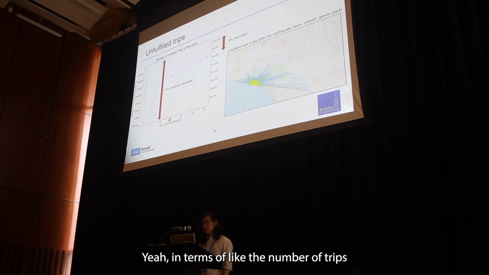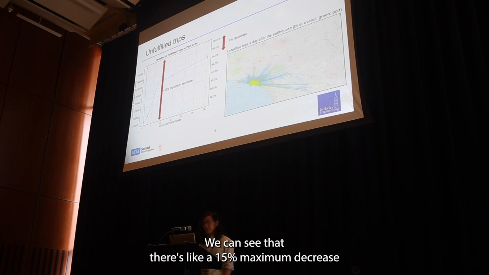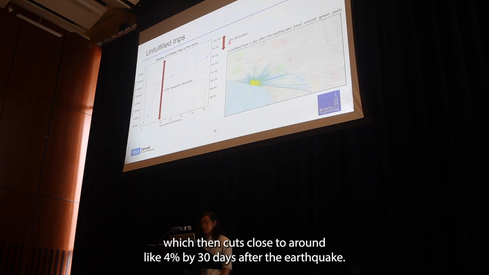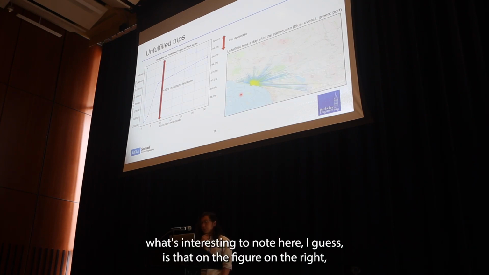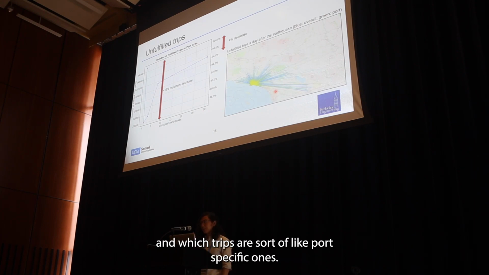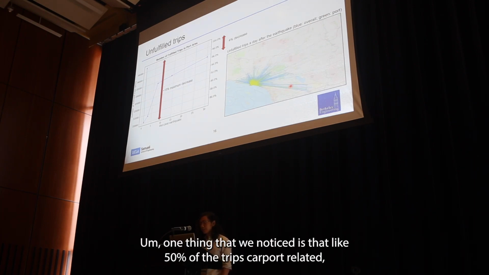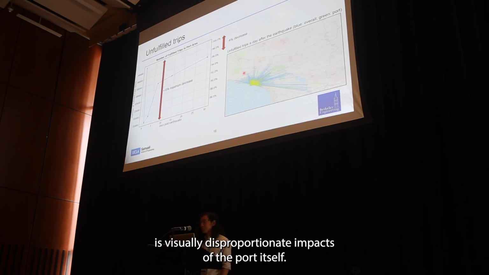in terms of the number of fulfilled trips, or the lost demand, how many trips are not able to be completed anymore, we can see there's a 15% maximum decrease right after the earthquake, which then plateaus to around 4% by 30 days after the earthquake. What's interesting to note is that the figure on the right shows which trips are overall affected and which trips are port-specific ones. One thing we notice is that 50% of the unfulfilled trips are port related, meaning they start or end on the port. This says, a bit intuitively, that there are spatially disproportionate impacts to the port itself.